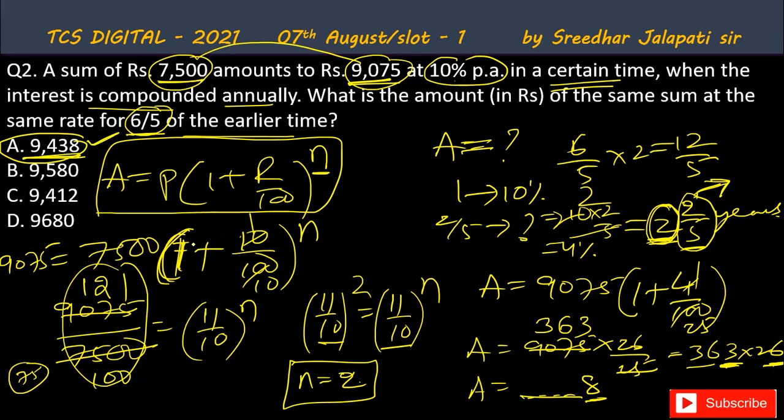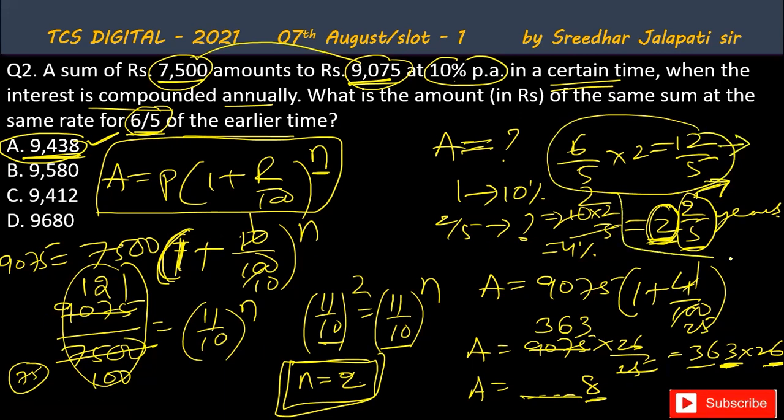So here you need to understand that initially the time period is 2 years. Now you have to calculate the amount for 6 by 5 of the time. So 6 by 5 of 2 years is 12 by 5. This 12 by 5 is not integer years. 12 by 5 can be written as 2 and 2 by 5 years.